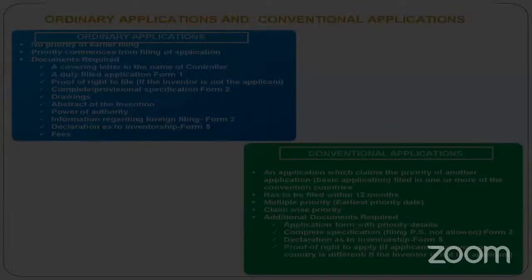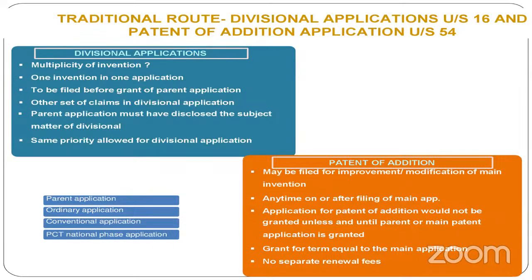In the case of divisional applications, if your application has a multiplicity of inventions, then as we know, only one invention is allowed in one application. So if there is a multiplicity of inventions, you have to file the divisional application before grant of the parent application. You have to generate another set of claims in the divisional application for the other invention, and the parent application must have disclosed the subject matter of your divisional.